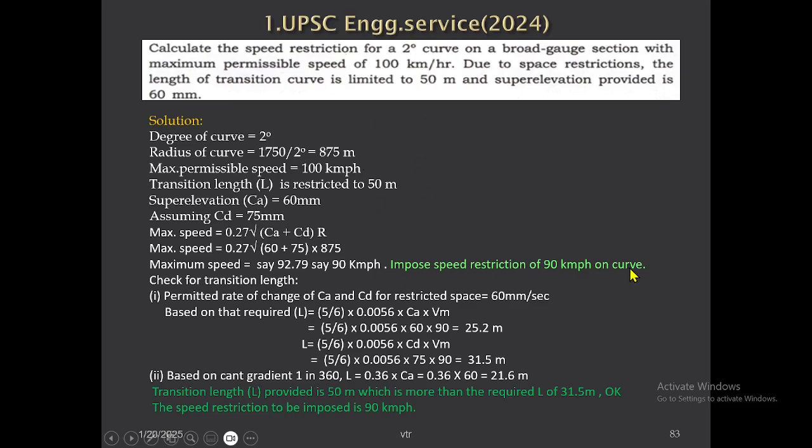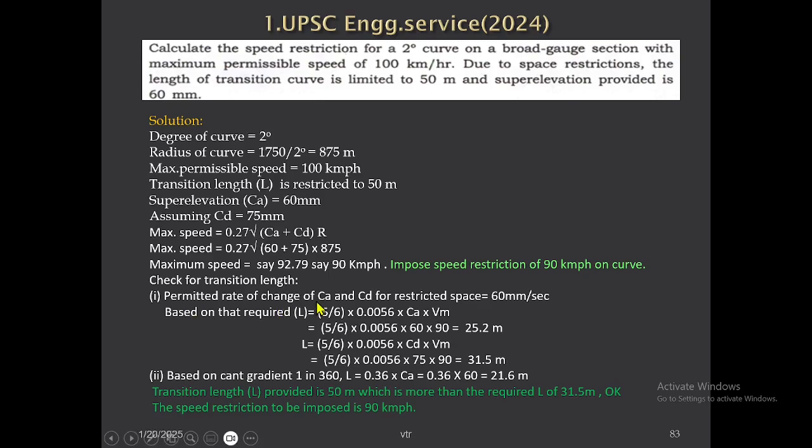But however, this length of transition is restricted to 50 meter here. That is why we have to do a check now. So in this, when we are providing actual cant of 60 mm and for the speed of 90 kmph, whether the length of transition is sufficient. When 50 meter is provided, whether it's sufficient.